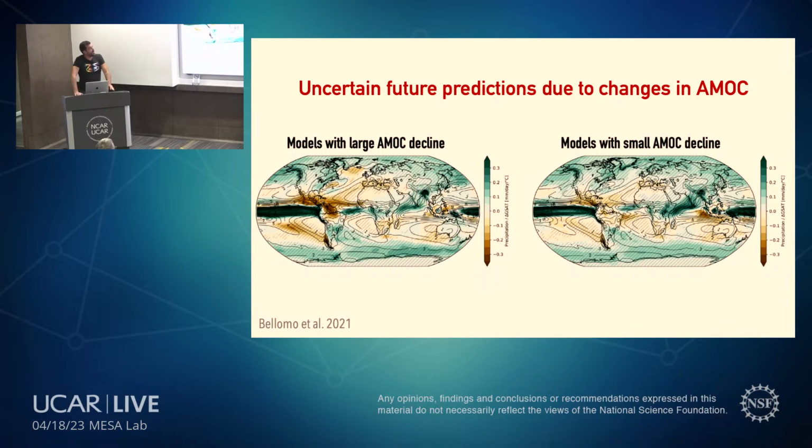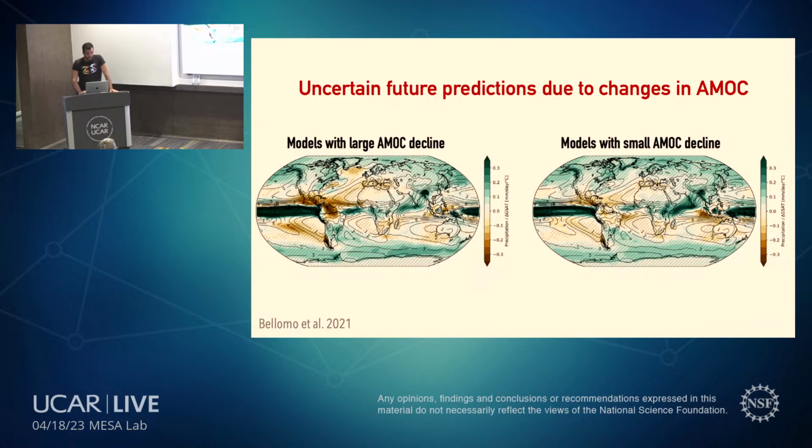So the models in which the AMOC declines by a lot, we get much bigger responses to greenhouse gas forcing. So these are 4 times CO2 simulations, and it includes all the responses to greenhouse gas forcings, right? Like the wet-get-wetter, the patterns of warming in the tropics, in addition to the changes in the AMOC. And what you can see is that the tropical responses to greenhouse gas forcing are very sensitive to the magnitude of the AMOC collapse.